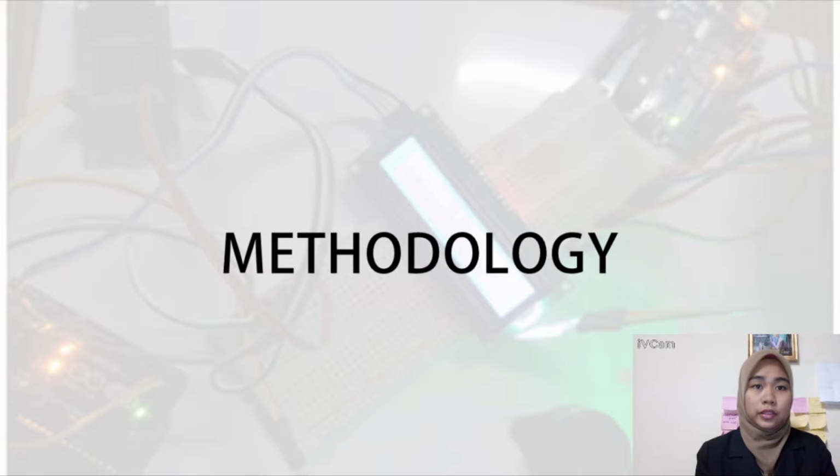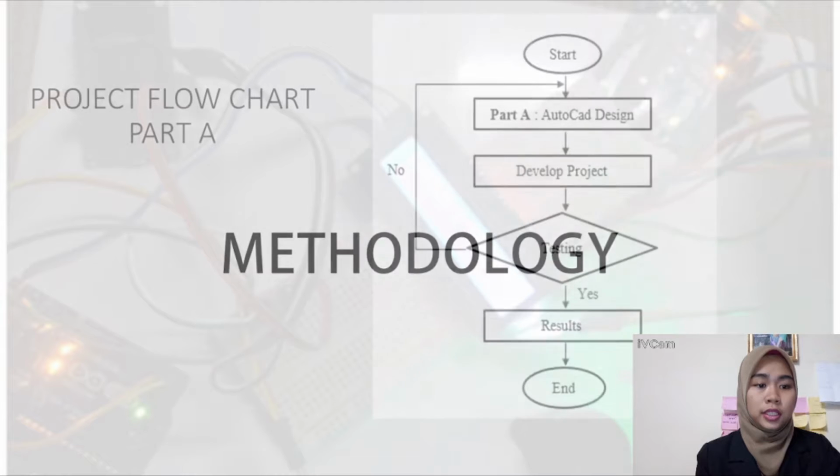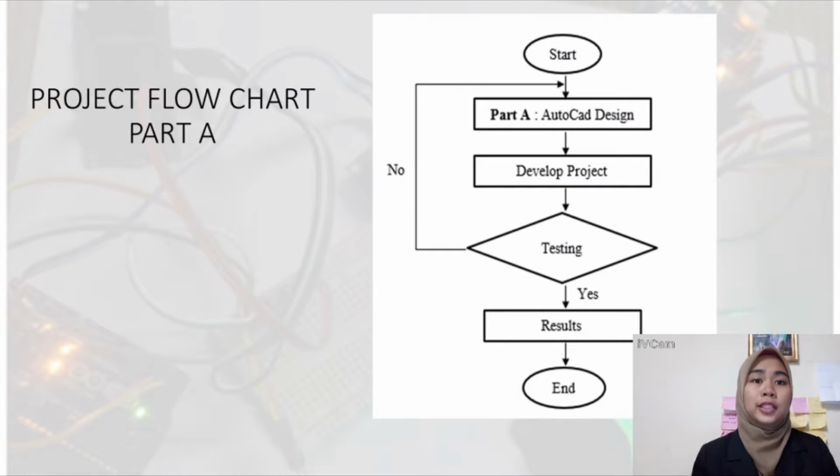In chapter 3, I will explain about the methodology. In this methodology, I have separated the flowchart into two parts, which are part A and part B. In part A, I started doing the design by using AutoCAD. I am designing the slope model for this project and getting the result, which is the design of the slope model.